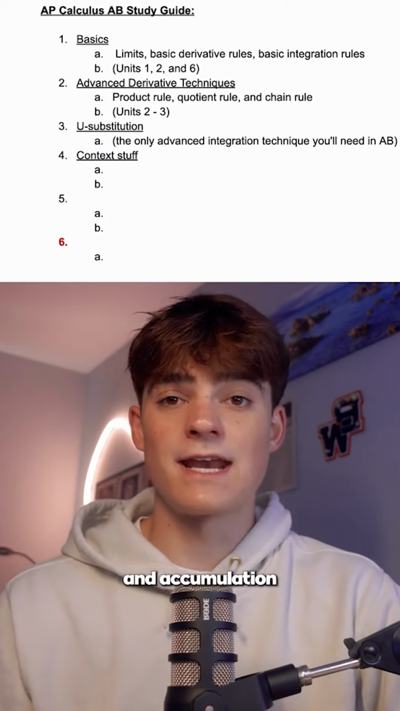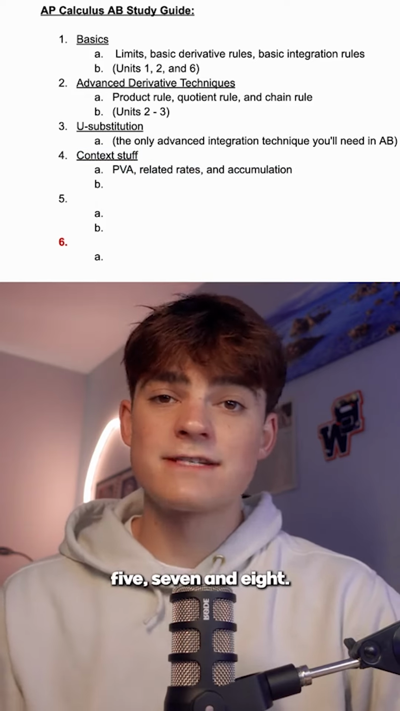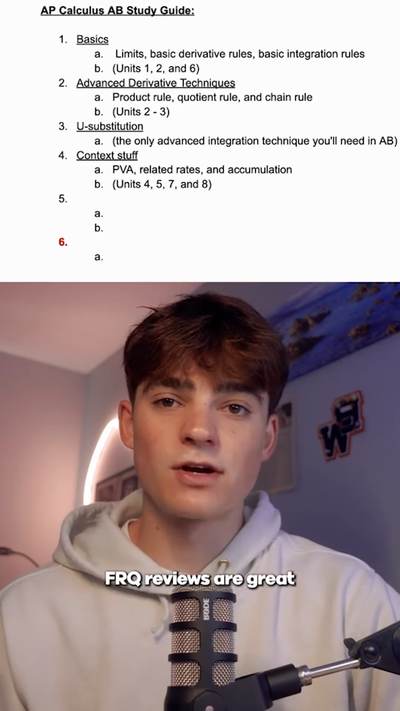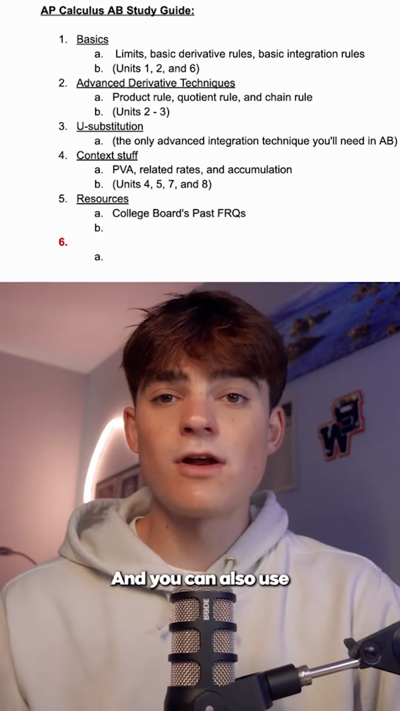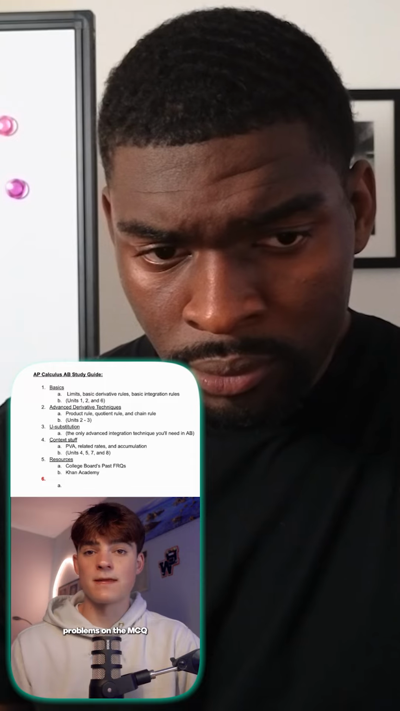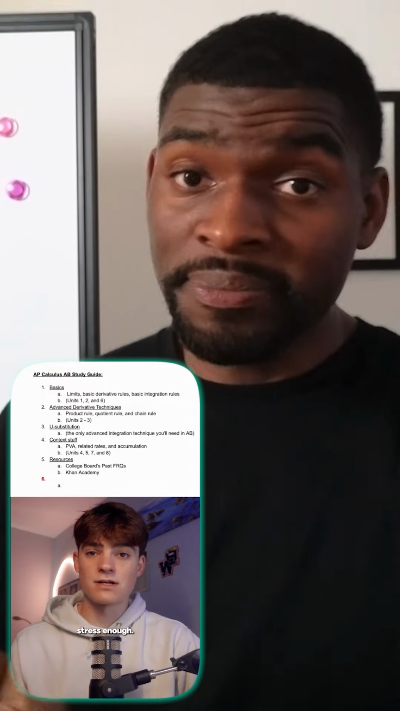If you have time after getting all of that stuff down, look at context stuff like PVA, related rates, and accumulation, which are units 4, 5, 7, and 8. College Board's past FRQs are great for practicing the context things, and you can also use Khan Academy for practice problems on the MCQ.